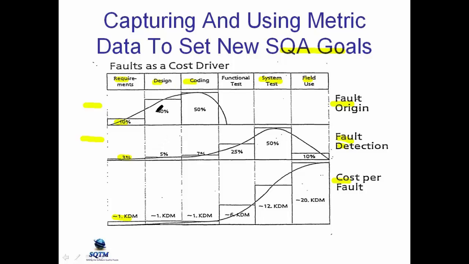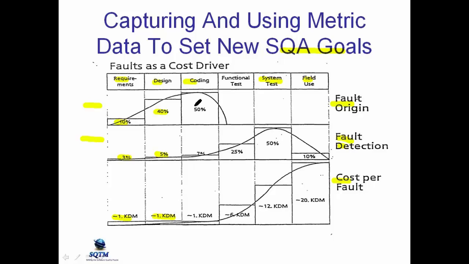Siemens data shows that 40% of the faults originated in the design phase. And when they left the design phase to the coding phase, they only found 5%. So now when we go into the coding phase, we have some requirement faults, some design faults. And Siemens data shows that if you find a fault in the design phase, it again costs 1,000 Deutschmarks to find and fix it.